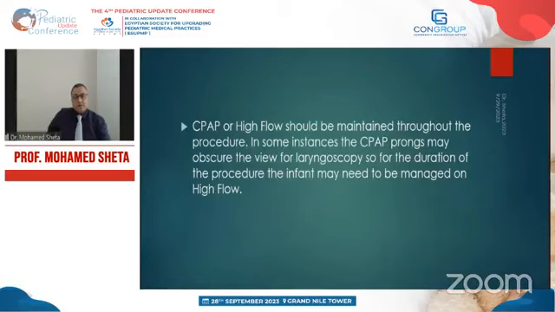CPAP or high flow should be maintained throughout the procedure. So the baby will be connected to nasal CPAP by nasal mask or nasal prongs, and we will hold the baby in the intubation position, insert the LISA tube, and give surfactant through the LISA catheter. After that, we remove the LISA catheter while the baby is still on non-invasive ventilation, most probably CPAP, sometimes high frequency ventilation.